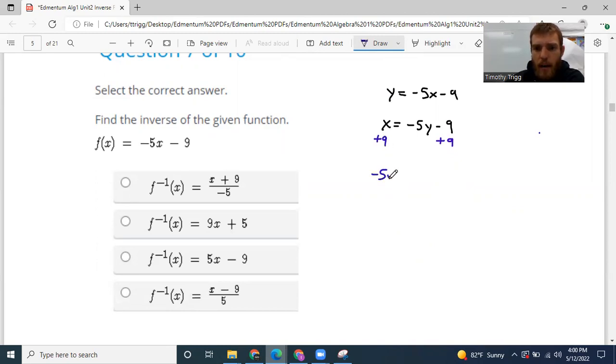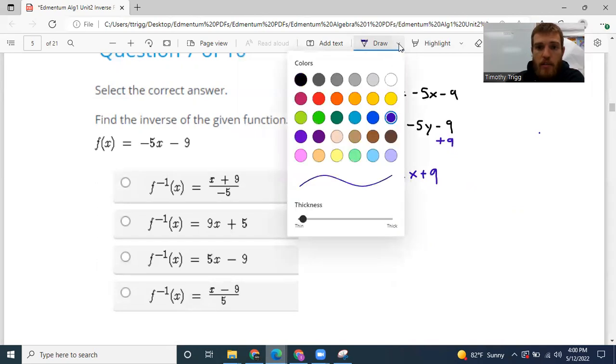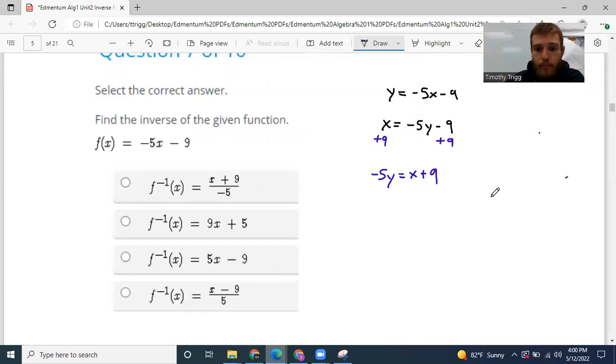And I like to move my y's to the left side at this step. Divide both sides by negative 5, giving us that y equals x plus 9 over negative 5. And again, we should replace the y with f inverse of x.